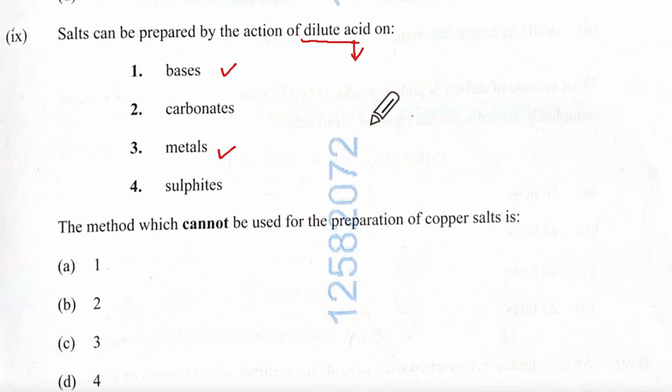now carbonates and sulfites, if you are confused about this, just take any carbonate, okay, and let us say HCl, okay, dilute we have taken. What will I get over here? NaCl.